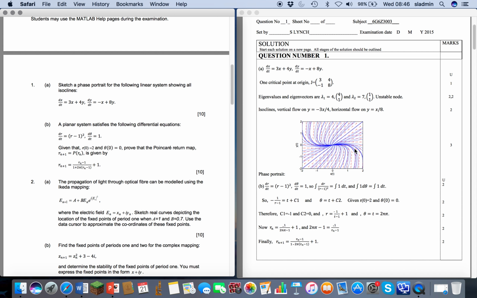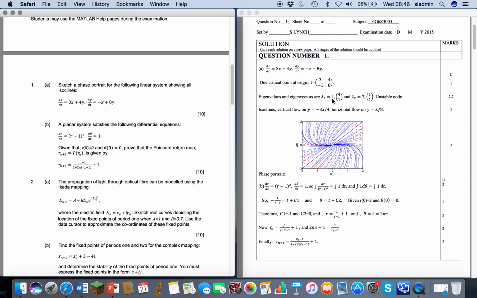Now I haven't put the isoclines on here, but in the examination you would have to sketch the isoclines. You would also sketch the phase portrait in your answer booklet. So here is the eigenvector 1, 1, so that corresponds to the unstable eigenvalue 7, and here is the eigenvector 4, 1, and that corresponds to the eigenvalue 4.